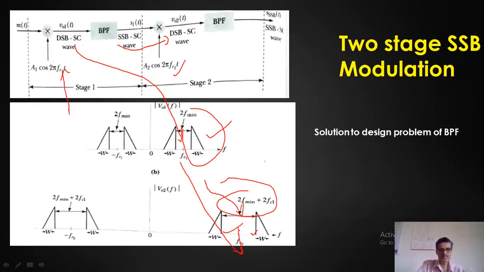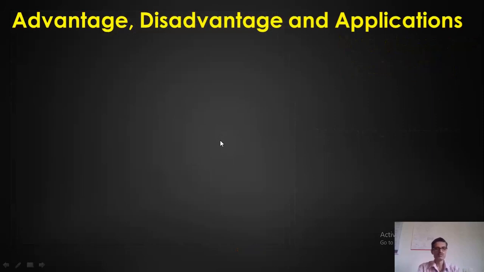So in this case, very easily I can design a practical band pass filter and select any one of the sidebands, maybe the upper sideband or maybe the lower sideband. So hence you can say that this problem of designing the band pass filter is avoided or overcome by using 2 stages of SSB modulation.